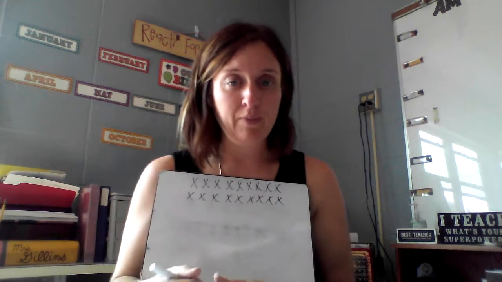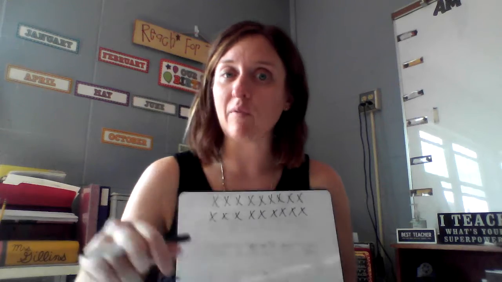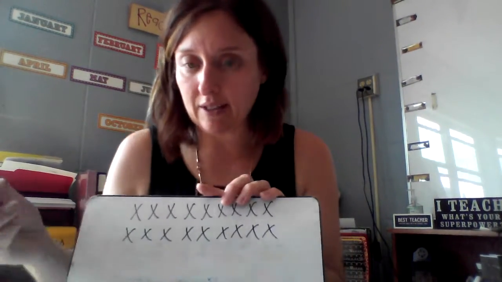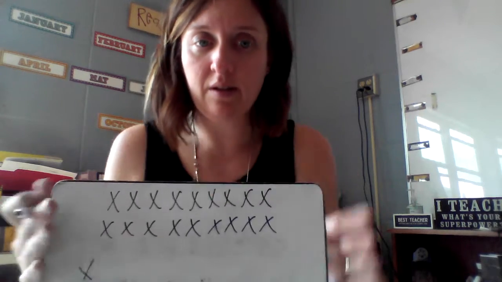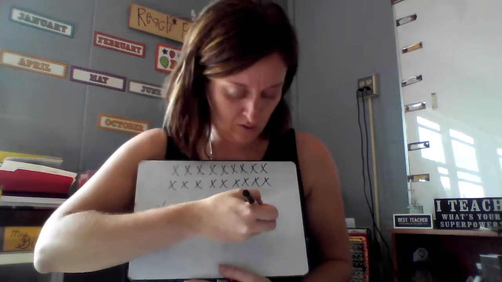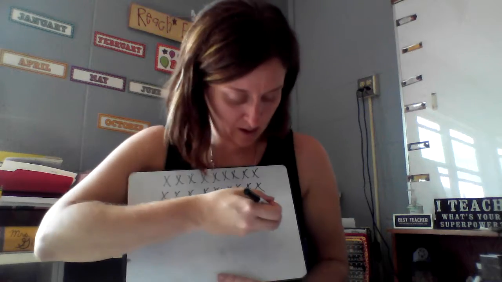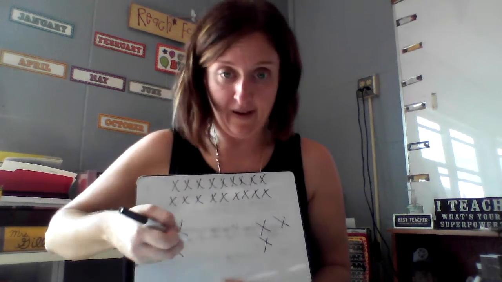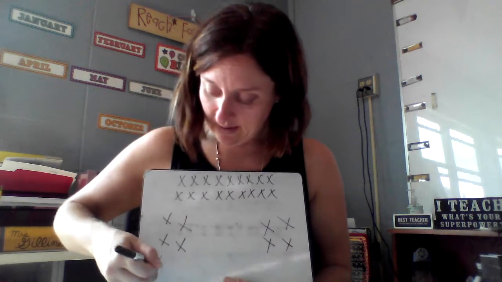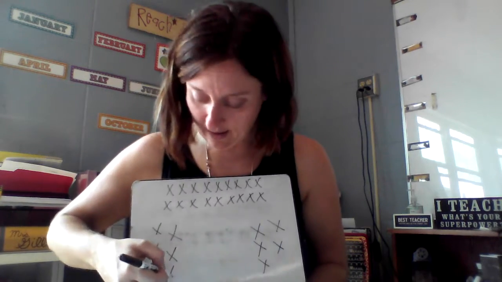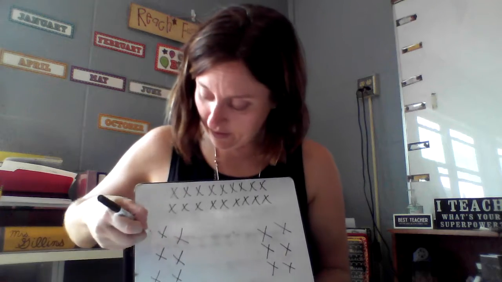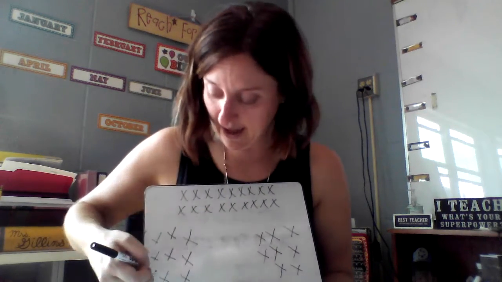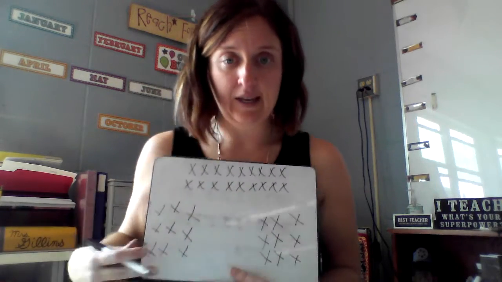So here's what I'm going to do. I know how many groups I have. What I don't know is the size of each group. So I'm going to start counting like this. I'm going to go 1, 2, 3, 4, 5, 6, 7, 8, 9, 10, 11, 12, 13, 14, 15, 16, 17, 18.